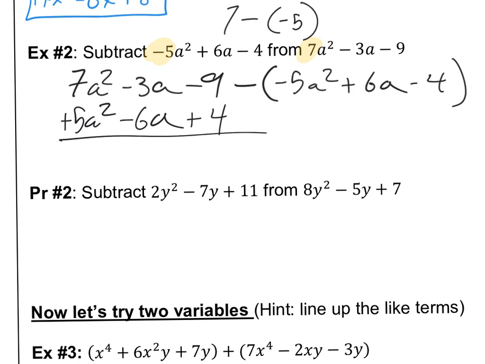All right, I'm ready to just add. 5 plus 7 is 12. Negative 3, negative 6. Again, we're just digging a hole deeper. That's negative 9a.